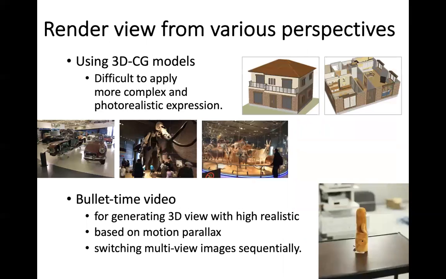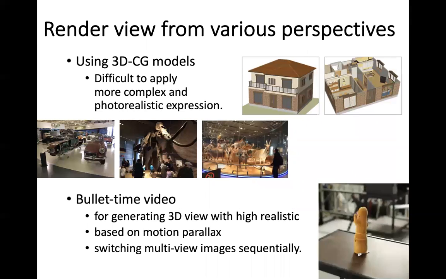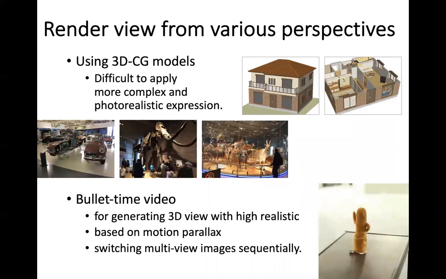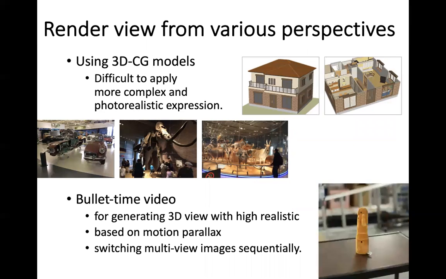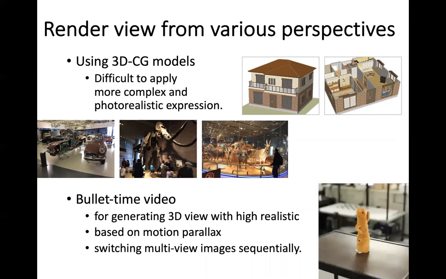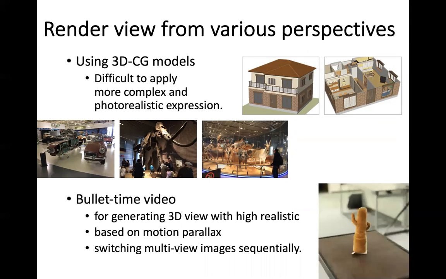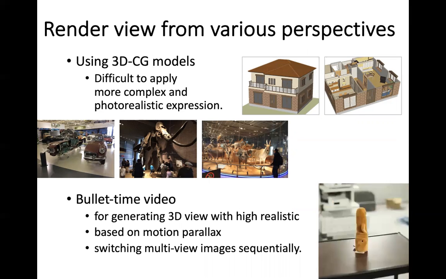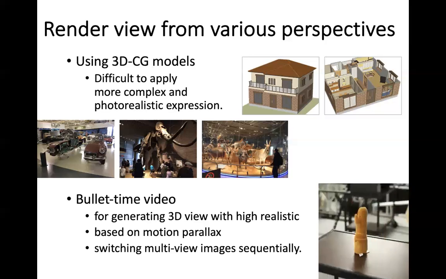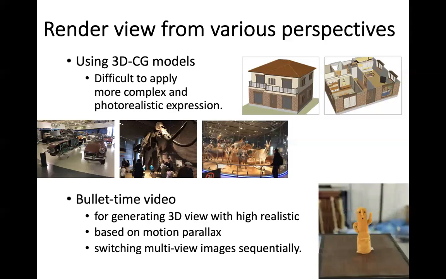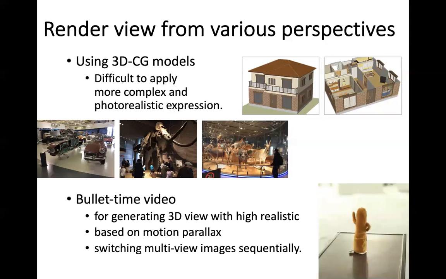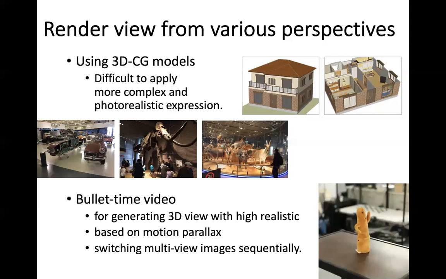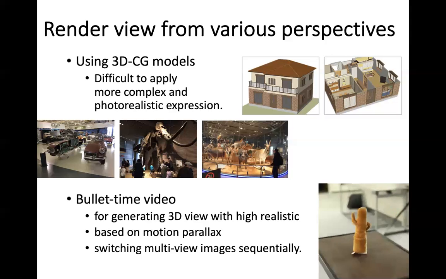To generate views from various perspectives, it is common to use a 3D CG model. However, it becomes more difficult to apply complex and photorealistic expression. Bright time video is another way to give 3D sensation by using motion parallax. It is just switching multi-view images sequentially, so that it is possible to realize high realistic presentation.